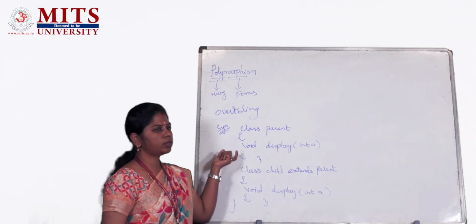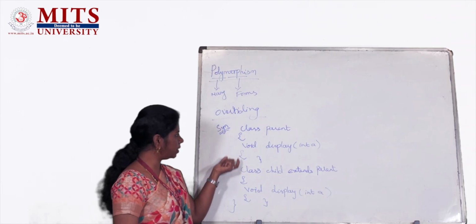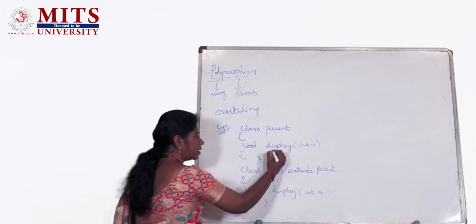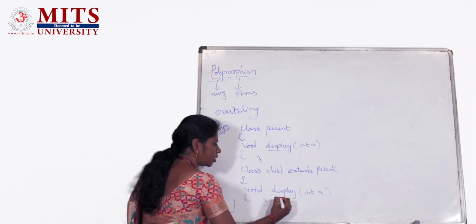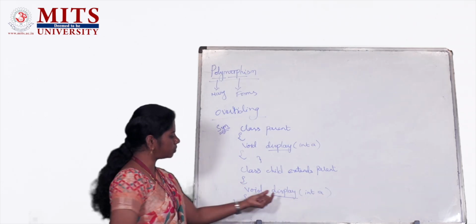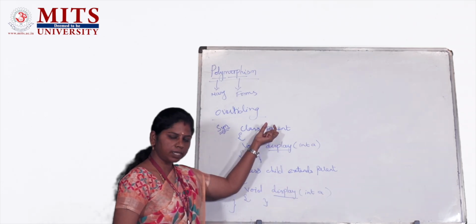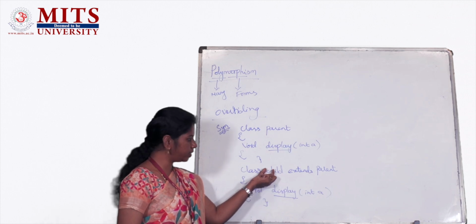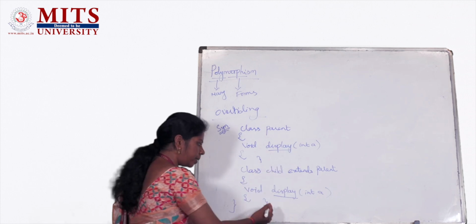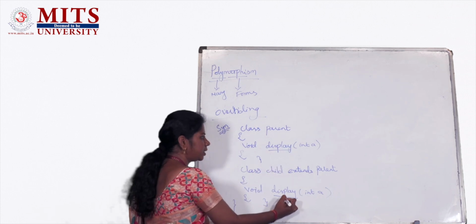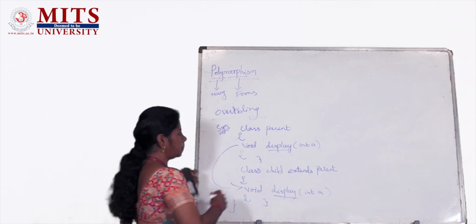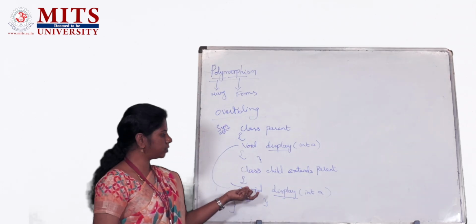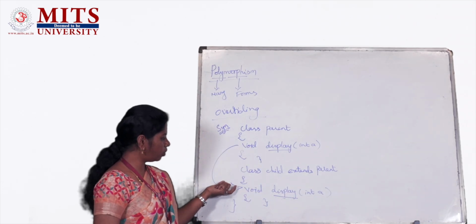So this is about method overriding. Here our method name is display, and here also our method name is display. The same method can be present in both the parent class as well as the child class. The child class can implement or replace the parent class method. That's it, this is about method overriding.